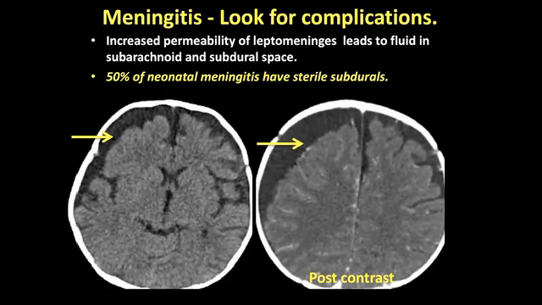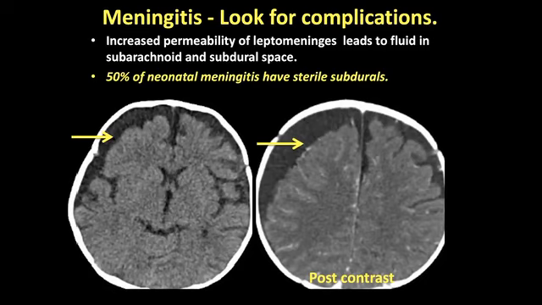They're usually over the convexities, but they may also track along the falx. We can see in the image on the right that there has been some effacement of the cerebral sulci on the right. So there is mass effect of this hygroma. Importantly, most of them resolve on their own without any treatment.